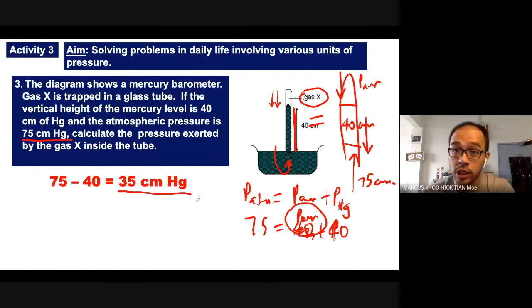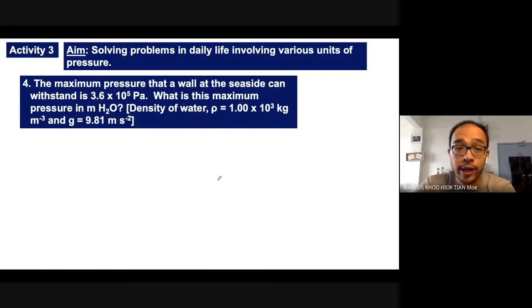And then you change it to Pascal if you want, but actually you don't have to, because they don't ask for any unit. So if they say calculate the pressure exerted by gas X, if you leave your final answer as this, it's also already correct, because centimeter mercury is a unit of pressure. Don't need to bother changing to Pascal if you don't ask for it.